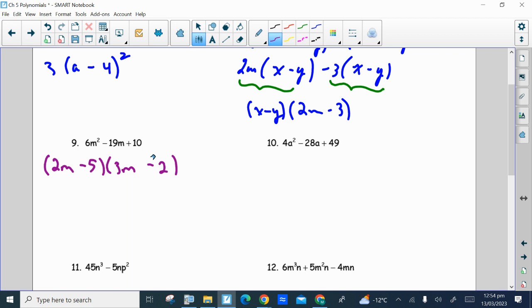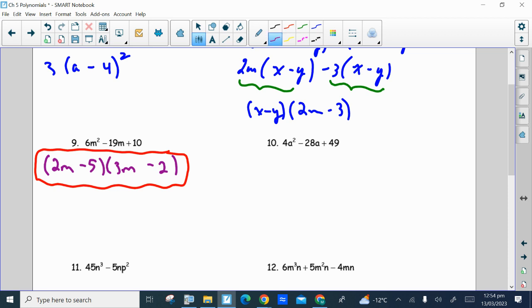So now we're going to check that by multiplying. The 2m times the 3m gives us our 6m squared. The -5 times the -2 gives us our positive 10. The outer products will be -4m, the inner products -15m. -15m take away 4m is -19m. Those are the correct factors. We didn't write down our check, but we did it. We just did it verbally. It checks.